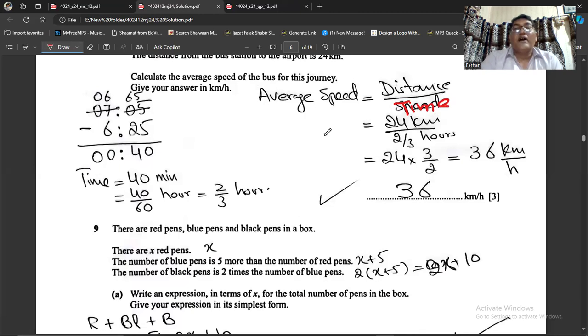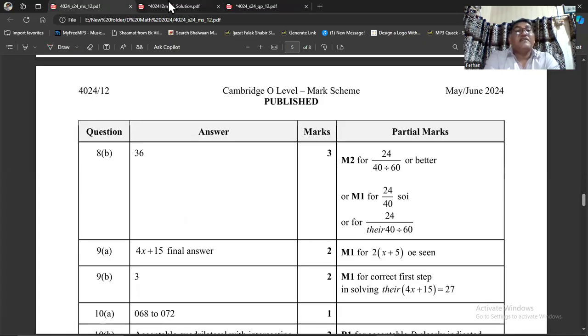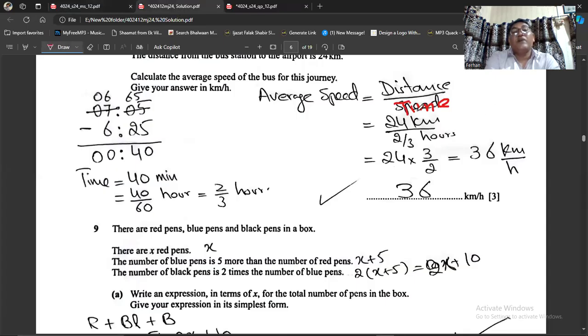Okay. So it will be 24 kilometers divided by 2 by 3 hours. So it will be 24 multiplied, when this 2 by 3 fraction, which is in the denominator, comes upstairs, it will flip. So 24 multiplied by 3 by 2. So that will be 12 multiplied by 3, that is 36 kilometers per hour. So the average speed is 36 kilometers per hour, and that is the right answer. I just by mistake wrote speed. The average speed is distance divided by time. Okay, so correct this. Hopefully you understand this.